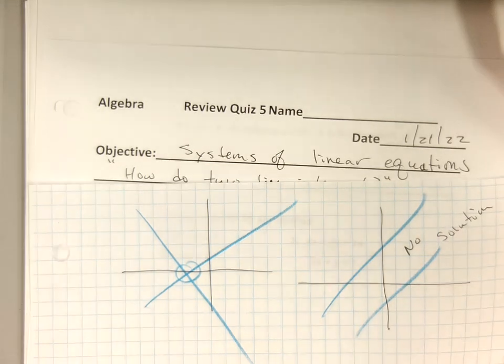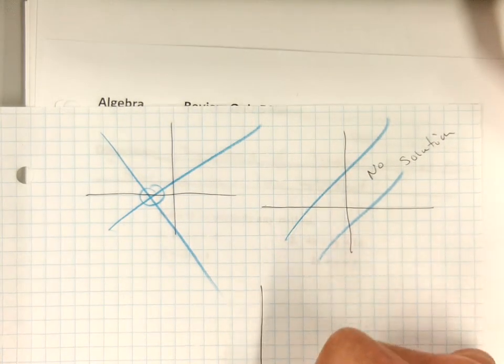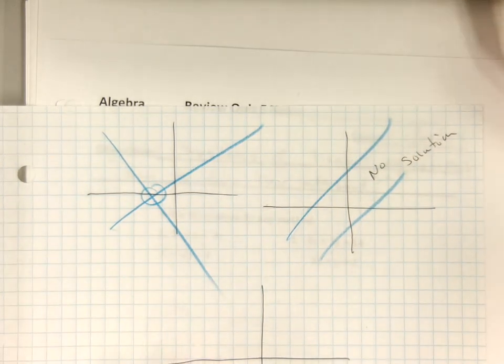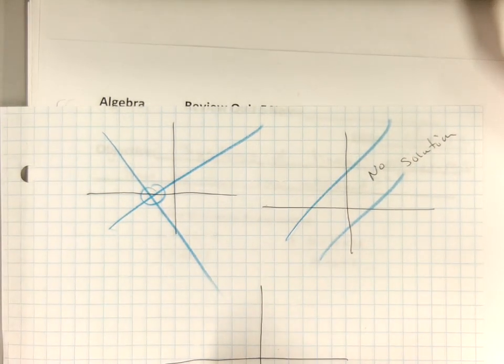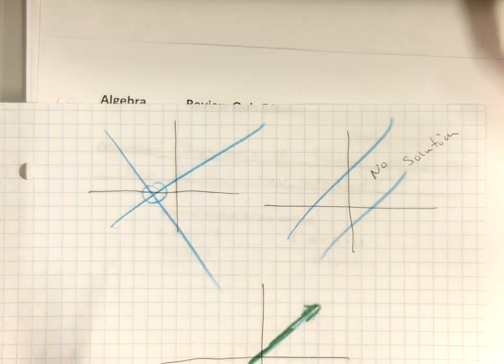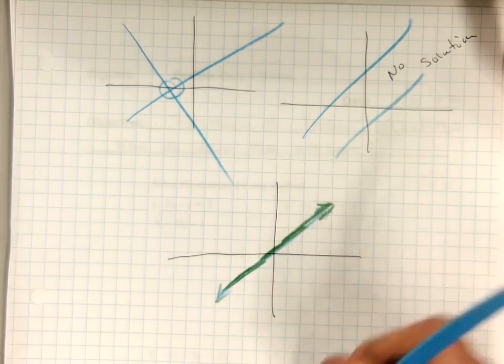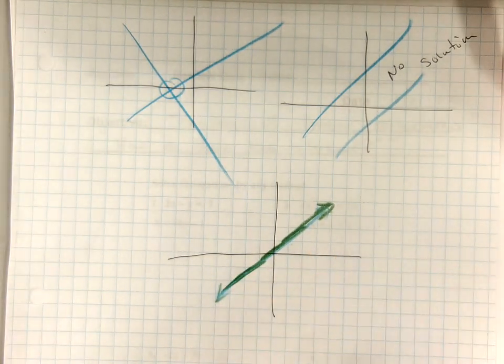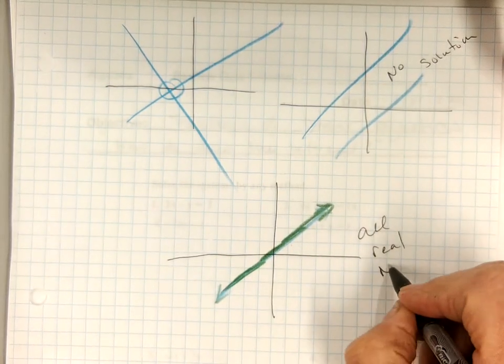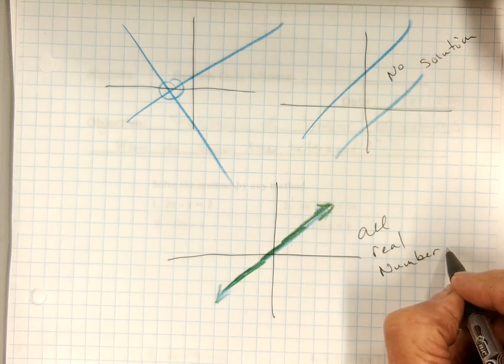And sometimes, kind of crazy as it seems, two lines can be the same line. If they're the same line, boy, they intersect everywhere. So their solution would have to be, well, where do they intersect? Everywhere. So we'd say all real numbers happens to be the set of answers, a lot of answers.